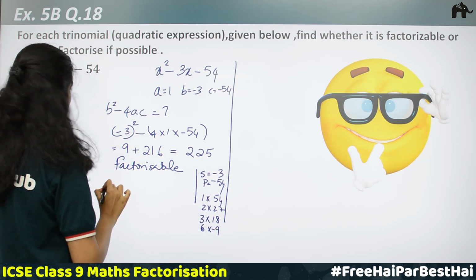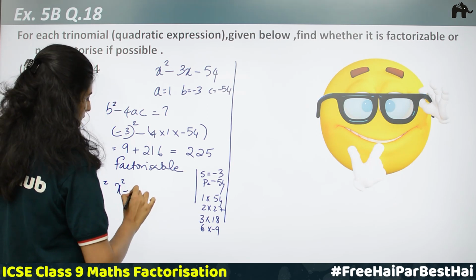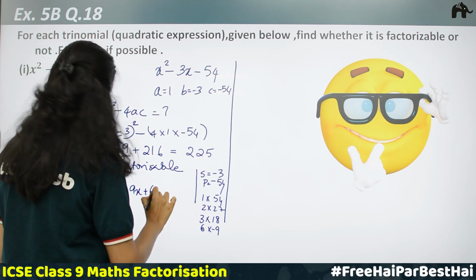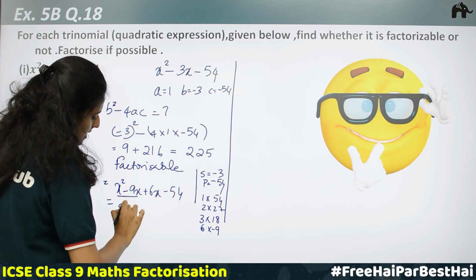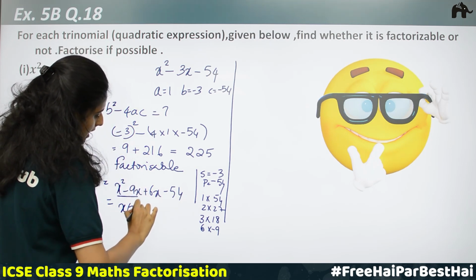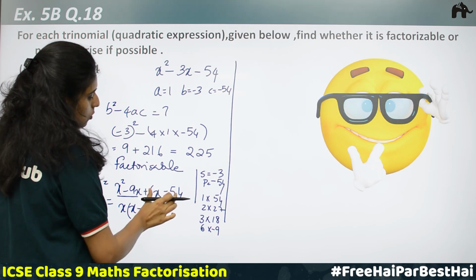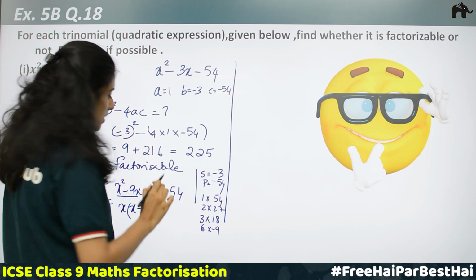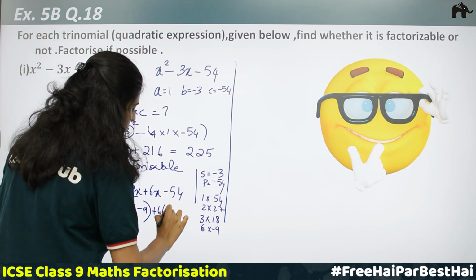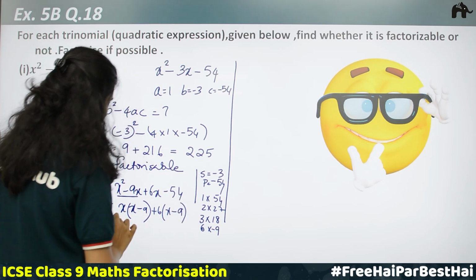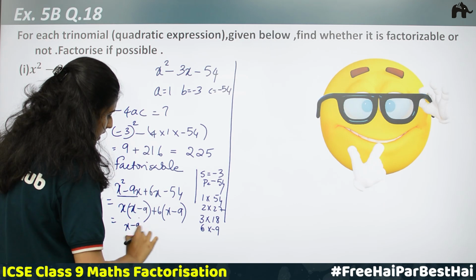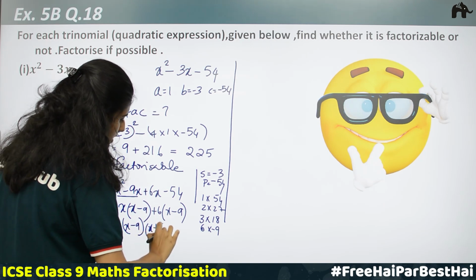This is equal to x square minus 9x plus 6x minus 54. That is equal to, from here x is common, taking out x, then x minus 9. Okay, what about this? Here 6 is common. So plus 6 into x minus 9, since 6 into 9 is 54. So that is x minus 9 into x plus 6.